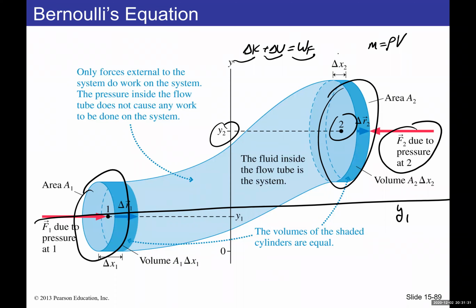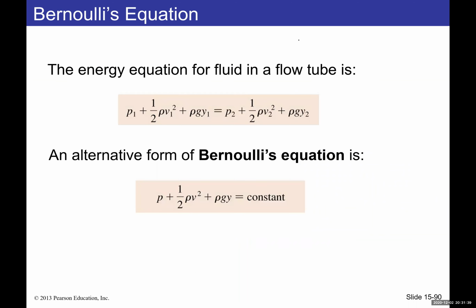So this work done is due to the difference in pressure. Rearranging everything, we end up with the conservation of energy equation. This is the energy at point 1, which is the pressure P1 plus 1/2 rho V1 squared plus rho g Y1, in terms of kinetic energy and potential energy, plus the contribution from the work done at point 1. And this is the kinetic energy, potential energy, and work contribution at point 2. The product of pressure plus 1/2 rho v squared plus rho g y is the same at both points. That means pressure plus 1/2 the density times the speed squared plus rho g y equals a constant. This is known as Bernoulli's equation.